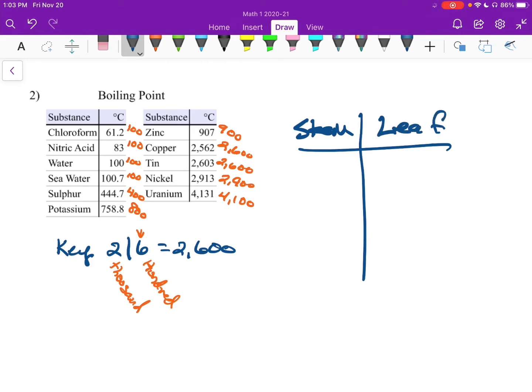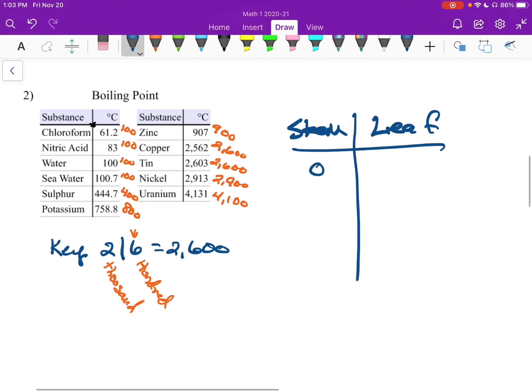Our key tells us that the stem, the left piece, stands for thousands. So we want to see what is the beginning thousands and our ending thousands. If we look at the beginning, our first numbers have no thousands, so that's 0 thousands. Our last number, the 4,100, has 4,000. So I'm going to have to go 0, 1, 2, 3, 4, up to 4,000.